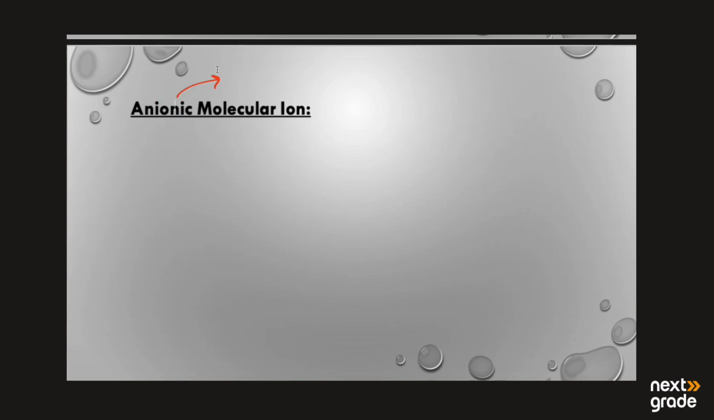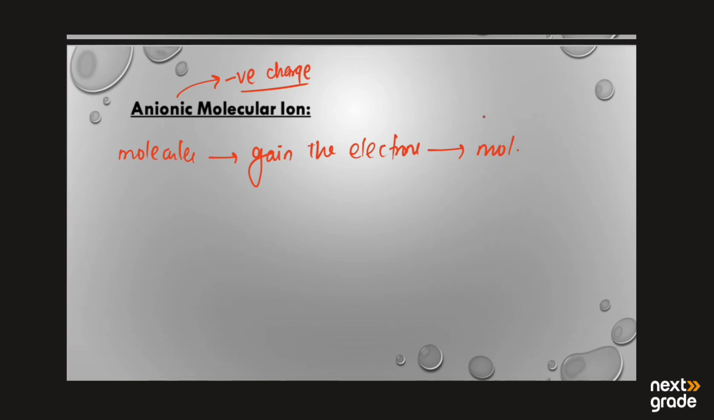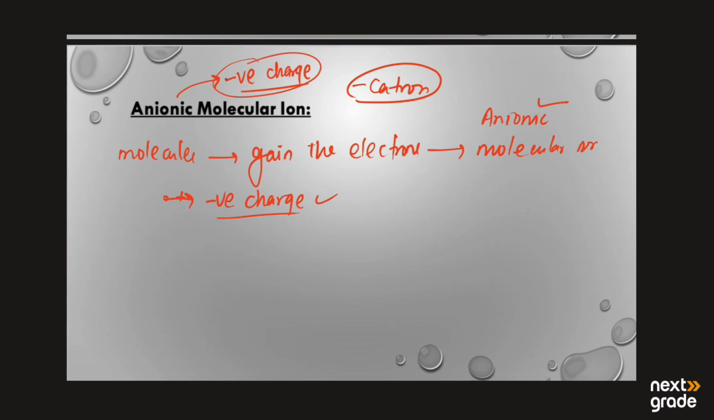Next we have the second type of molecular ion, that is the anionic molecular ion. As the word shows, anionic means anions, and anions have a negative charge. So when the molecules simply gain electrons, they form the anionic molecular ions, which carry a negative charge. When a molecule loses an electron, it forms cations, and when a molecule gains an electron, it carries a negative charge and forms the anionic molecular ion.